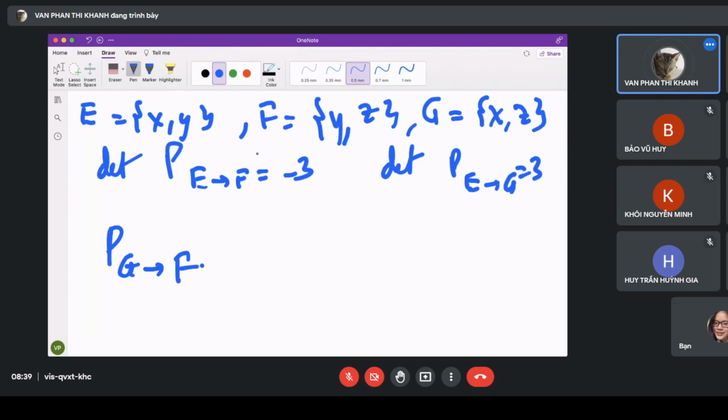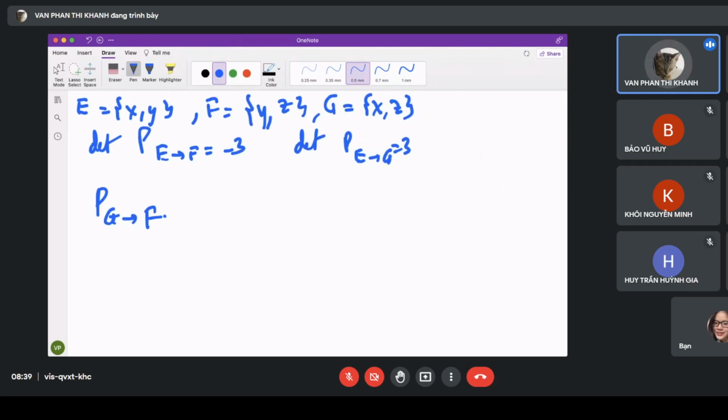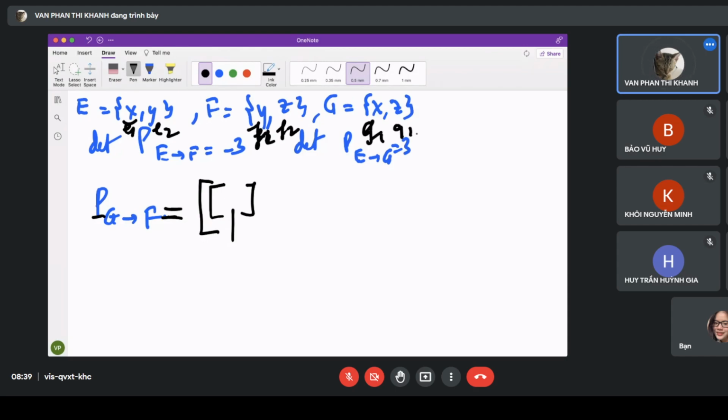Okay, this is the question, right? So at first we consider the definition. I will prove that we miss information here, right? What is the transition matrix from G to F? So the first column, what is it? It will be the coordinates. So suppose that I denote the bases by E1, E2, F1, F2, and G1, G2, right? So the transition matrix from G to F will be the coordinates of G1 in F and the coordinates of G2 in F. Understand?